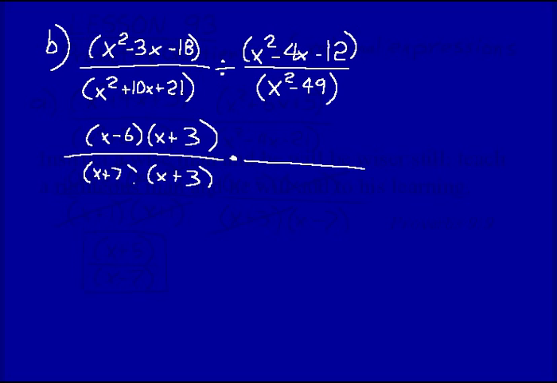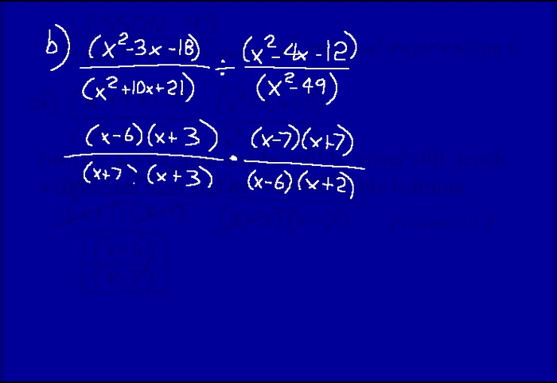X squared minus 49. You should recognize that that is a difference of two squares, so that is going to be x minus 7 times x plus 7. And then the x squared minus 4x minus 12, we just need to factor that. That will be a minus 6 and a positive 2: x minus 6 times x plus 2.